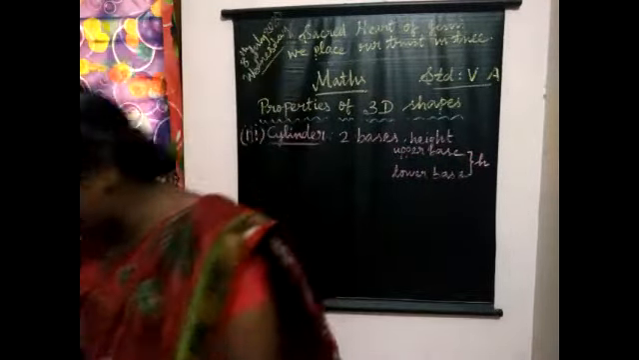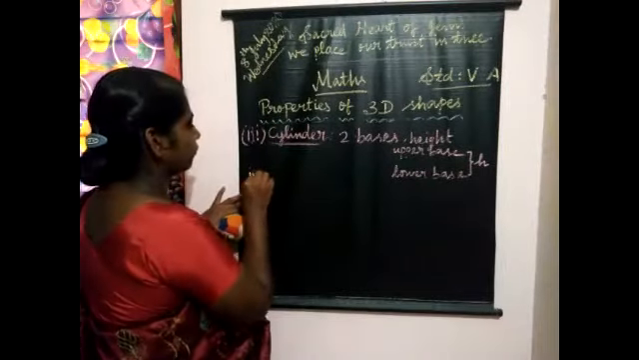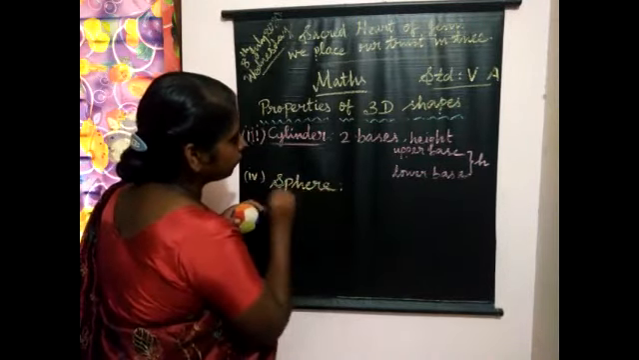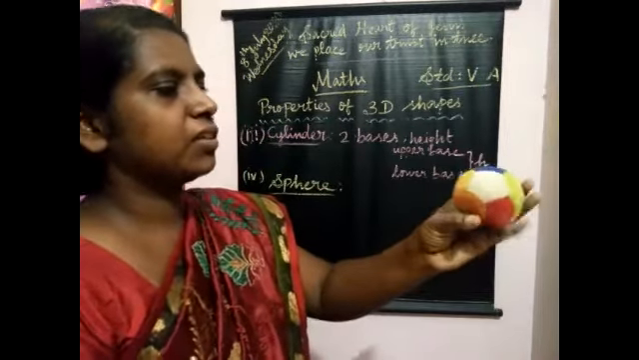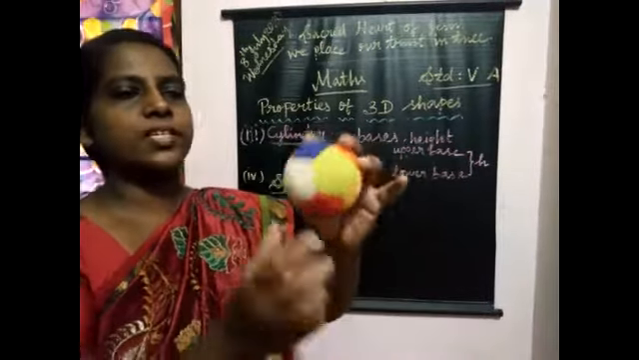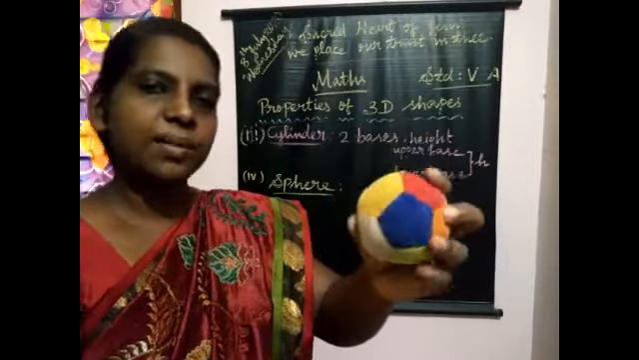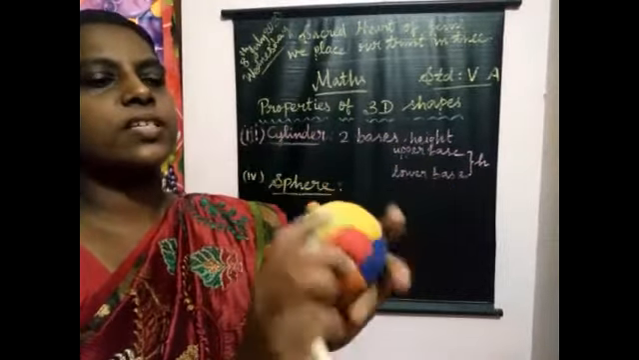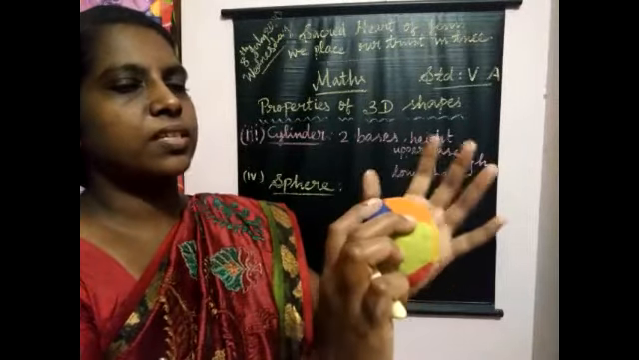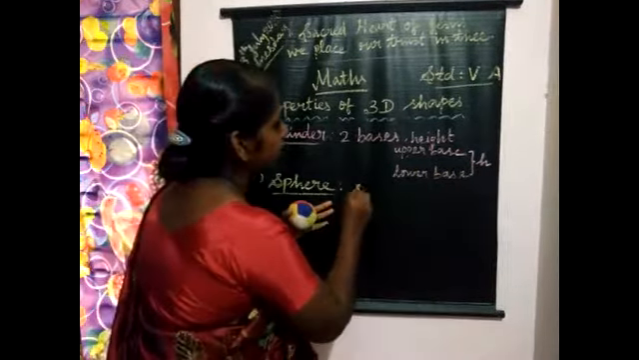Next, we are going to study the properties of a sphere. This is an example of a sphere. When we see the sphere, can you tell how many faces are there? We are unable to tell, because only one face is covering the whole surface. We are not calling it a face. This is a surface. In a sphere, a surface is present.